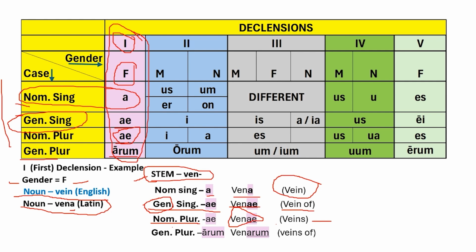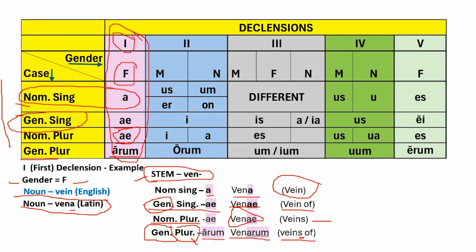Now genitive plural. Genitive again means relationship or possession, but this time it is plural. So for genitive plural you add arum to the stem, and you get venarum. That means venarum is veins of. Remember, this is veins, not vein. These are veins because this is genitive plural, veins of. Okay, let us have a look.